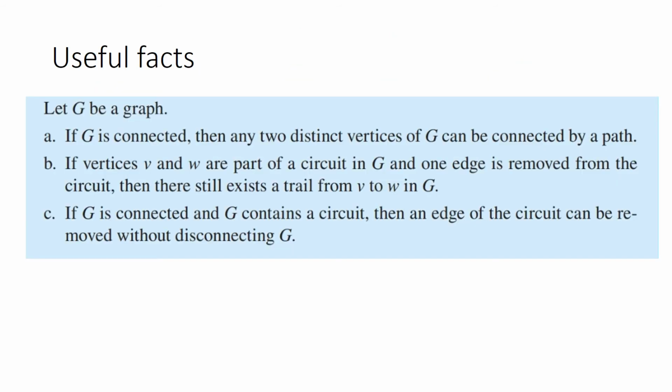Now here are some useful facts, and these could be theorems. Someday these actually could be an exercise, so you might want to think about how you would go about proving them. If G is a graph, and if G is connected, then any two distinct vertices can be joined by a path. If vertices V and W are part of a circuit in G, and one edge is removed from the circuit, you can still find a trail from V to W in G. If G is connected and G contains a circuit, then an edge of the circuit can be removed without disconnecting G.